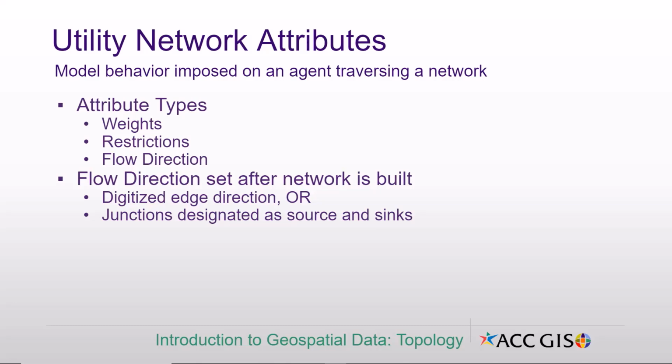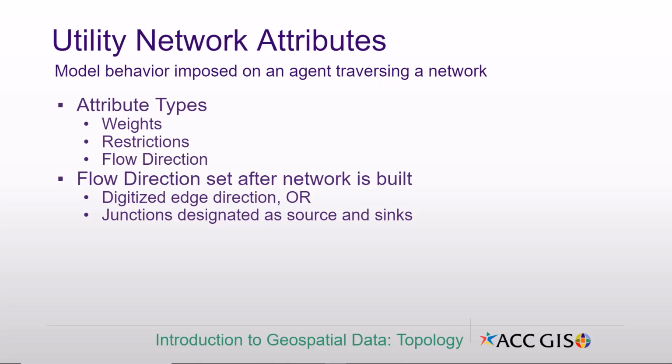In addition to the edges and junctions that create a utility network, we also can use attributes to model behavior imposed on the agent traversing the network. The attribute types that you can store in a utility network include weights, restrictions, and flow direction. Weights are basically how easy or hard it is for the agent to traverse an edge, for example. Restrictions can either allow or not allow the agent to traverse the edge, and flow direction can set which direction the agent flows on that edge.